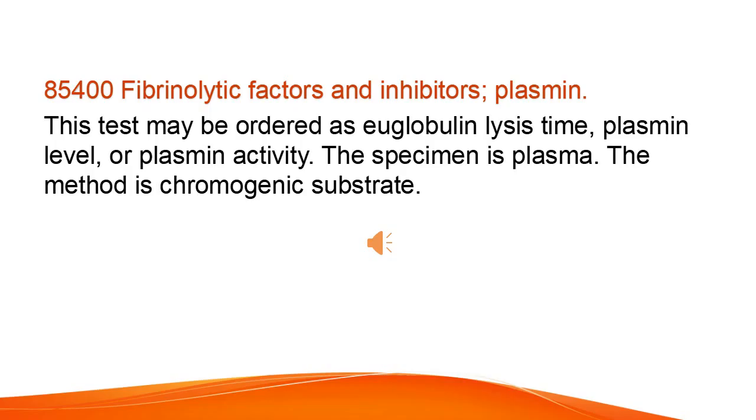Fibrinolytic factors and inhibitors, plasmin. This test may be ordered as euglobulin lysis time, plasmin level, or plasmin activity. The specimen is plasma. The method is chromogenic substrate.